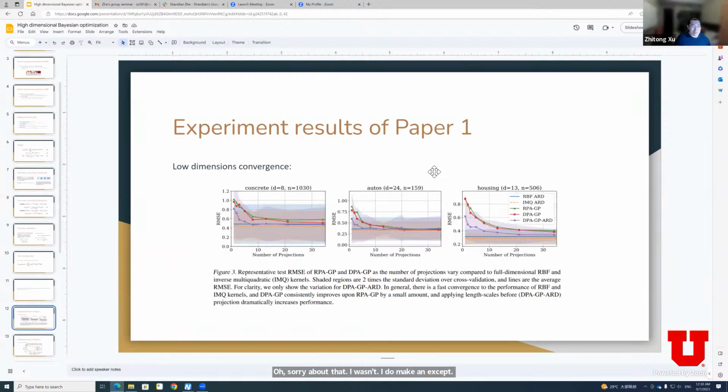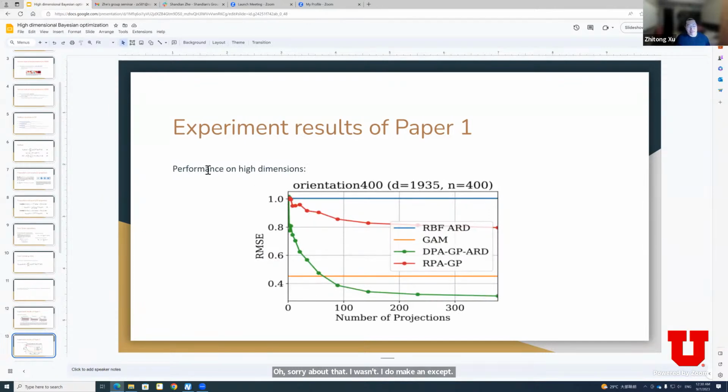Okay, so this one shows they are converging as the number of projections increases. This one shows that on really high dimensions, the one with trick 1 and trick 2 works really well, and the stationary kernel like the RBF kernel is not going to learn anything, and GAM actually performs really well. They also say it performs surprisingly well. Oh, so the green one is trying to maximize the orthogonality of the projection vectors, and also adds ARD kernel. Okay.